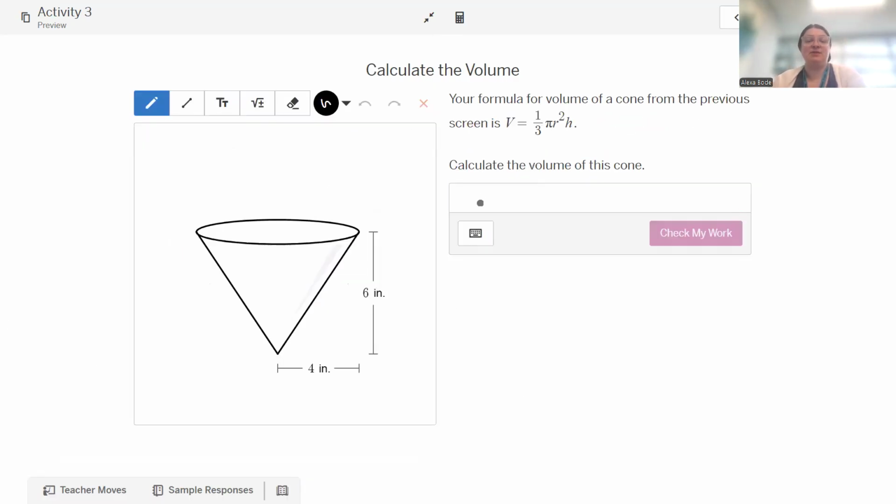Okay, so slide 7 here, let's go ahead and do those steps to solve. This is your radius here. Even though it's at the bottom, it's taking you from the point, the center of your cone, to the edge. So that is your radius. That 4 inches is your radius. So volume equals 1/3.